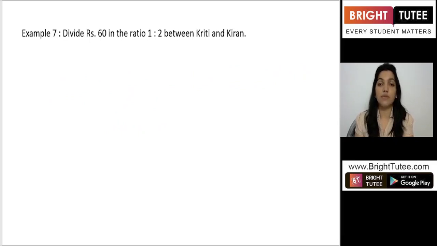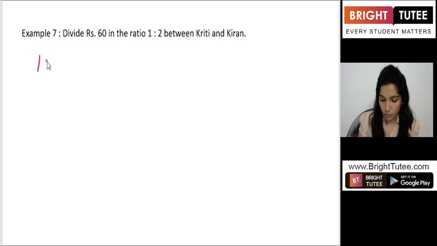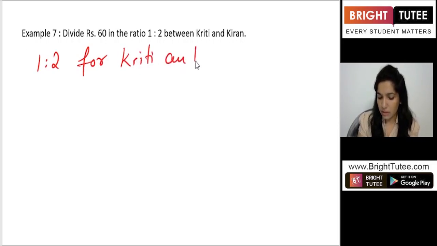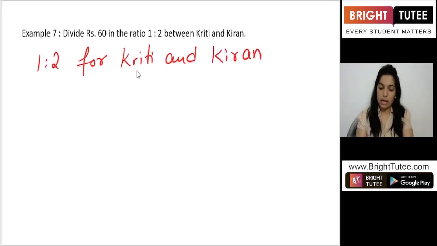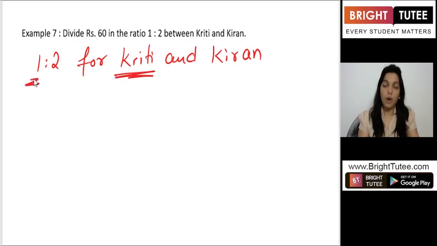Let us do example number 7. It says divide rupees 60 in the ratio of 1:2 between Kirti and Kiran. So clearly, because the ratio is given 1:2, Kirti is representing 1 for this particular ratio and Kiran is representing two parts of the ratio.